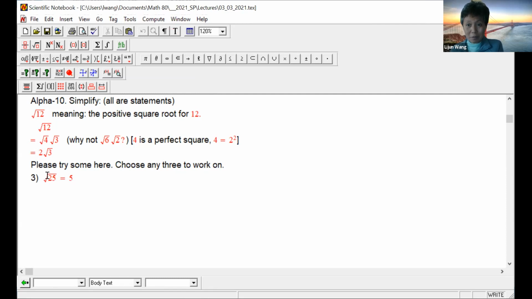This is not an if statement. This is just a statement, okay? You're given something to simplify. Simplify means you give something equivalent but simpler. So you basically tell the reader the root of 25 is the same as 5. The root of 25 is the same as 5.